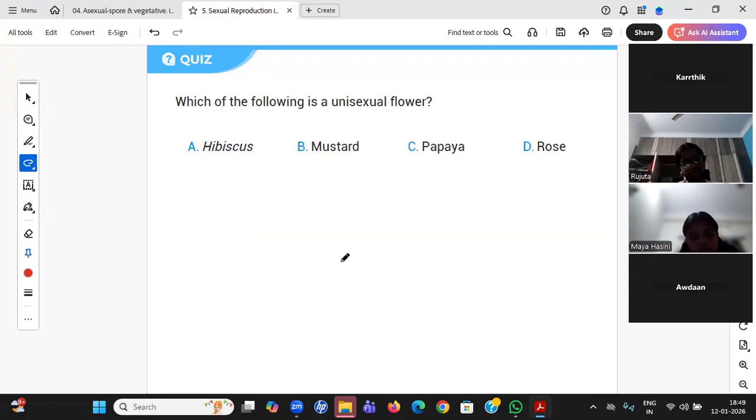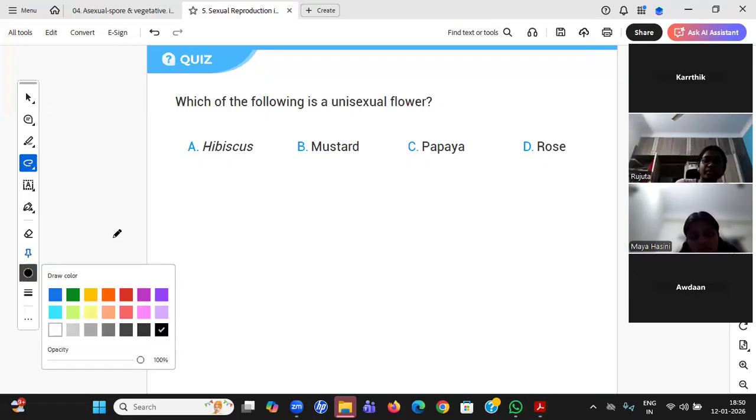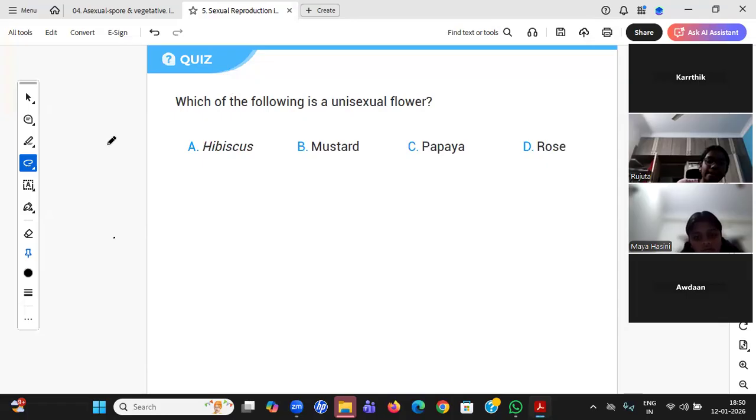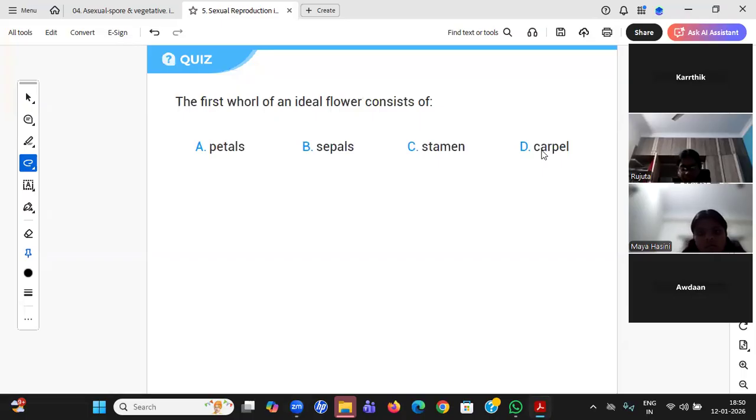Which of the following is a unisexual flower? Right answer, Narendran, Rujita, Maya. Unisexual flower, beta, has only either stamen or pistil. Okay, it's papaya. Very good, Karthik. Papaya, right answer.